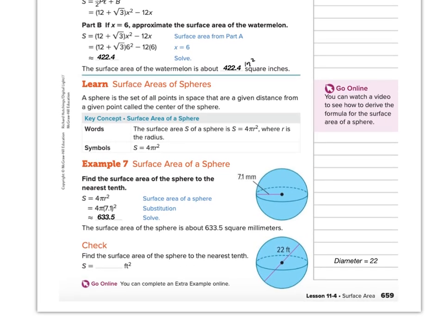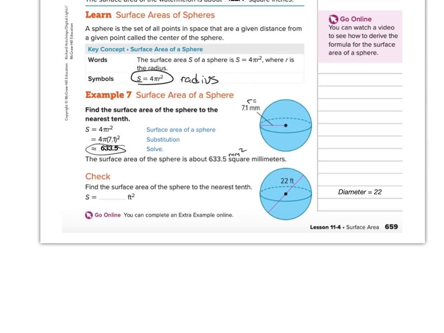Surface area of a sphere, very easy. We only have to replace one item in the surface area of the sphere, and we need to have the radius. Once we calculate the radius, then the rest of the information is done with the calculator. So here, 7.1 is my radius. So I just plug that into the equation. 4 times pi times 7.1 squared is 633.5 millimeters squared.